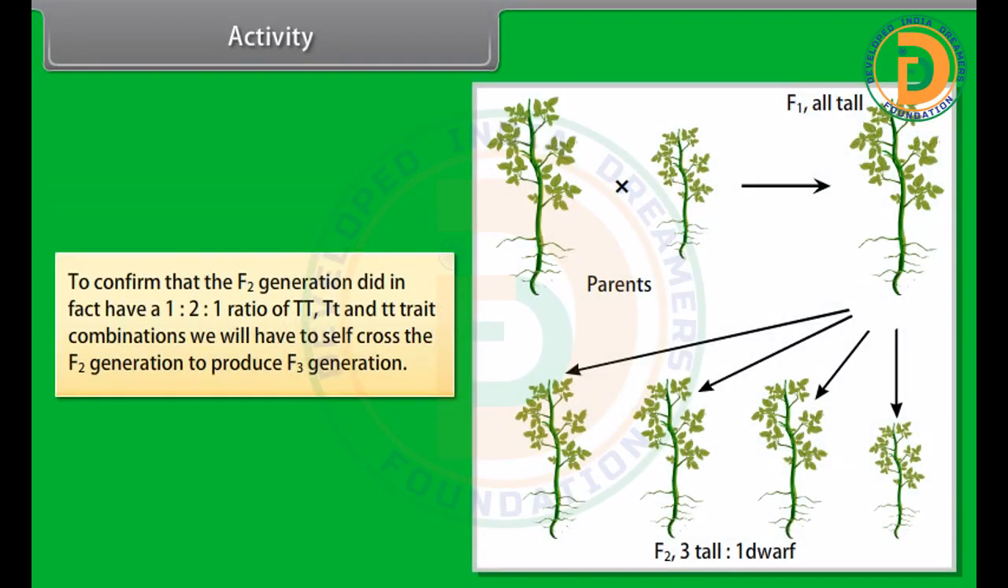Activity. To confirm that the F2 generation did in fact have a 1:2:1 ratio of TT, Tt, and tt trait combinations, we will have to self-cross the F2 generation to produce the F3 generation.